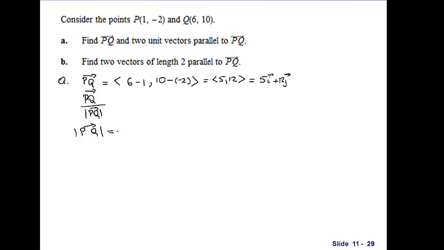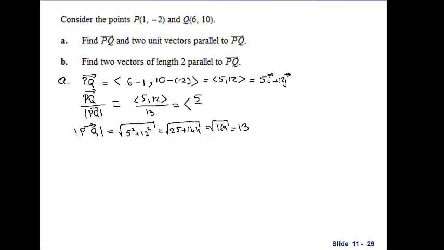So the magnitude of the vector PQ, we use the components. This is 5 and 12, so we have 5 squared plus 12 squared, which is 25 plus 144, and this is equal to the square root of 169, which is 13. So the unit vector parallel to vector PQ will be the vector 5, 12 over 13. In terms of components, this is 5 13ths and 12 13ths, or using different notation, it's 5 13ths i plus 12 13ths j.